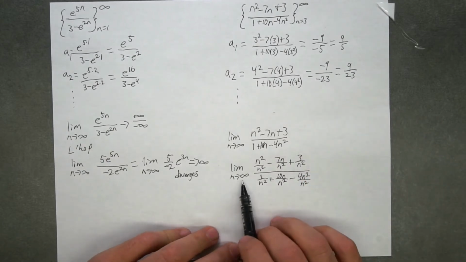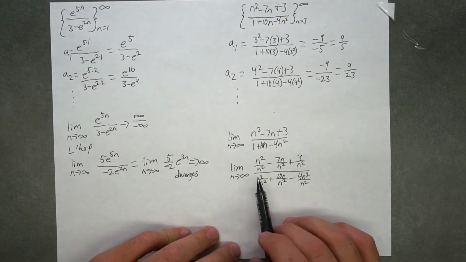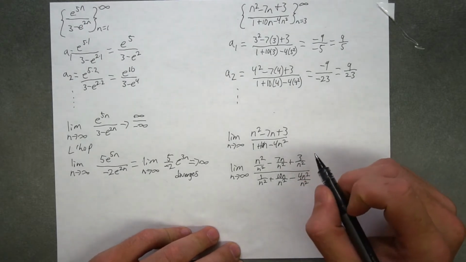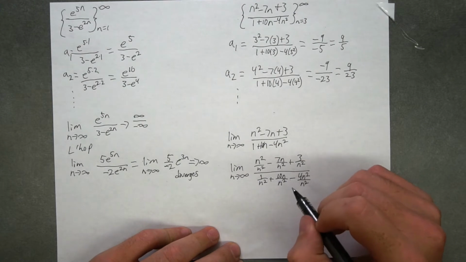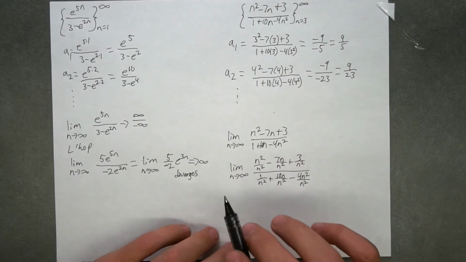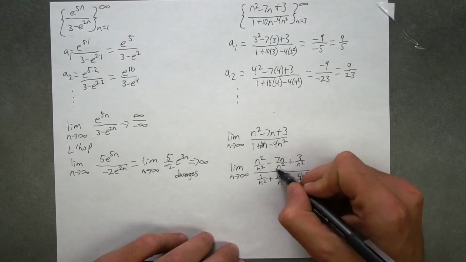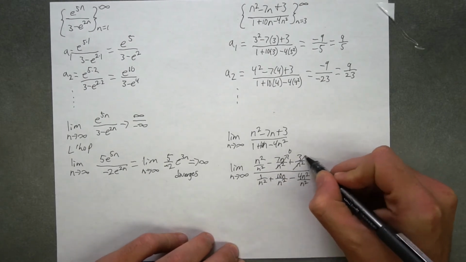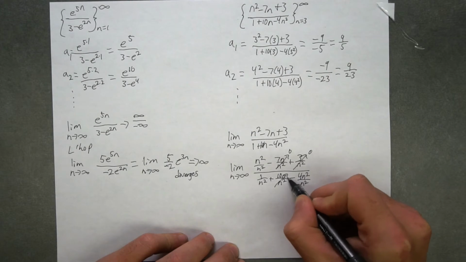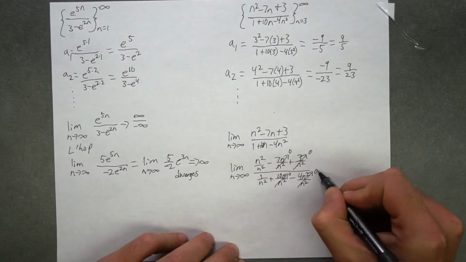Now, as n goes to infinity, every term with an n squared in the denominator that does not have an n squared in the numerator will go to 0. So this term here goes to 0. This term here goes to 0. And these two terms also go to 0.